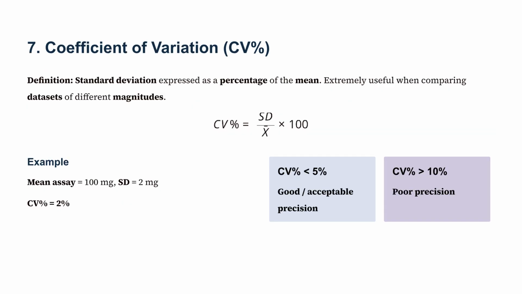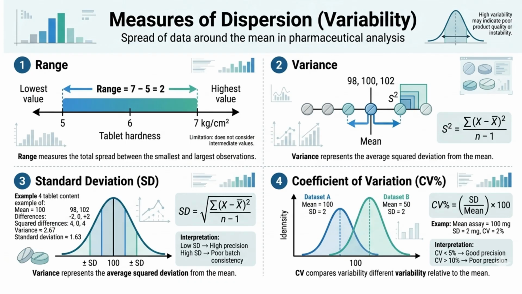Coefficient of variation, or CV%, expresses standard deviation as a percentage of the mean. It's crucial for comparing datasets of different magnitudes. A CV% below 5% is generally considered acceptable precision, while a CV% above 10% indicates poor precision. This chart summarizes the measures of dispersion. Range is the spread between the highest and lowest values. Variance is the average squared deviation, and standard deviation is its square root. CV% is the ratio of SD to the mean, useful for comparing variability across different datasets.